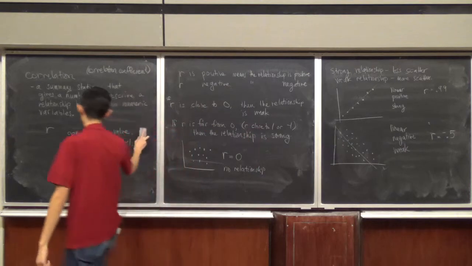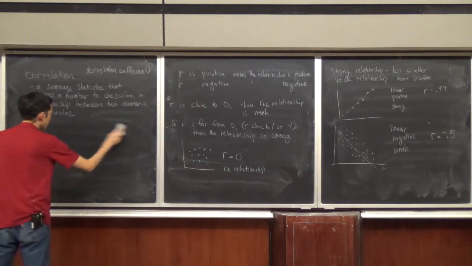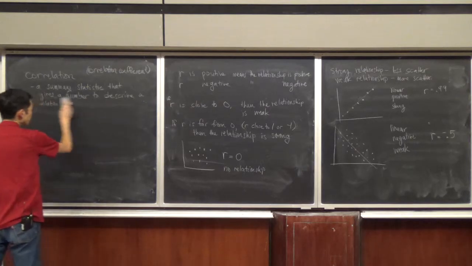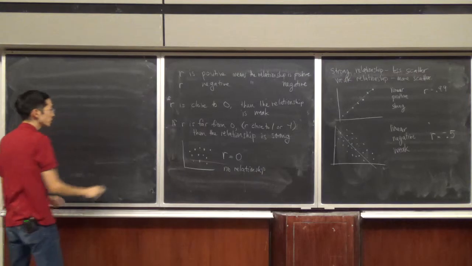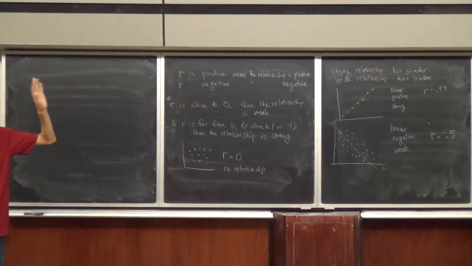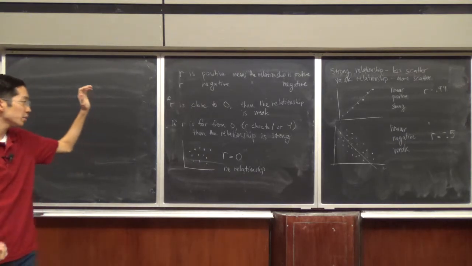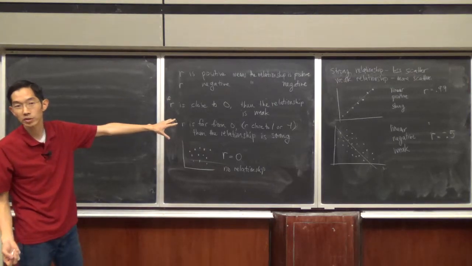Okay, so R is our correlation. Now, here's an important thing to remember. Correlation is a statistic, and it can be calculated no matter what your data looks like. It is only meaningful when we have a linear relationship.